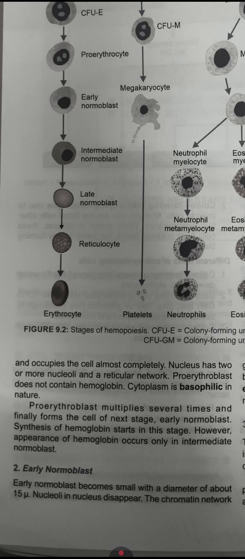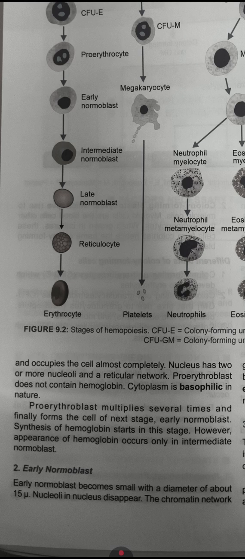Pro-erythroblast multiplies several times and finally forms the cell of the next stage. That means they divide so many times and form the next stage, the early normoblast. Now the pro-erythroblast or pro-normoblast will give the early normoblast. Synthesis of hemoglobin starts in this stage.